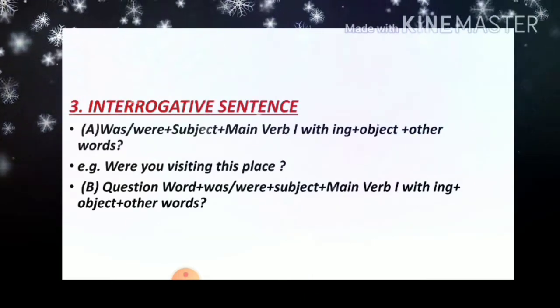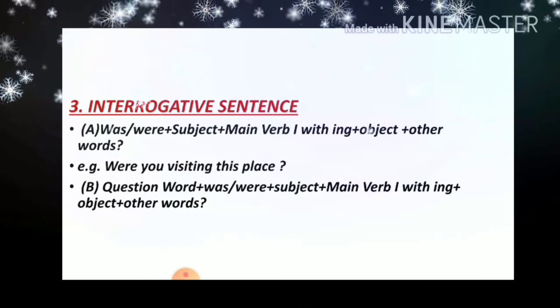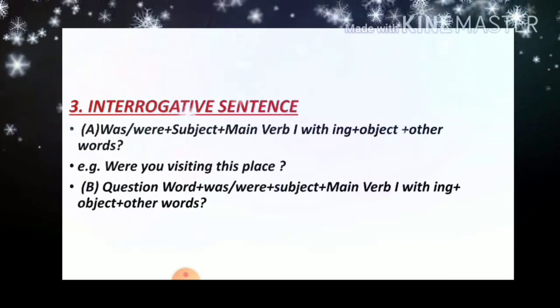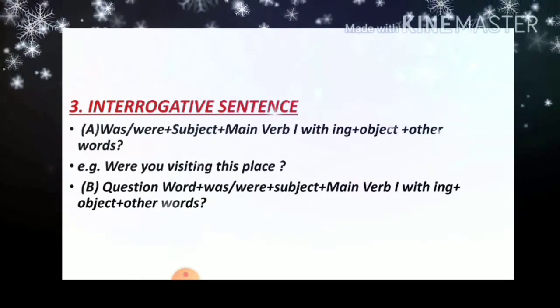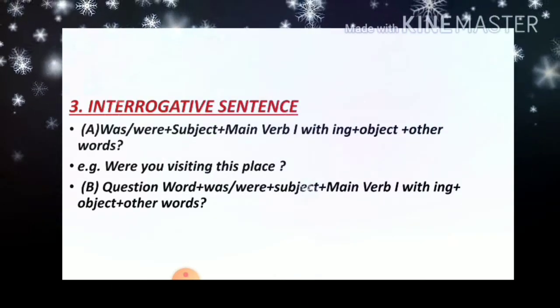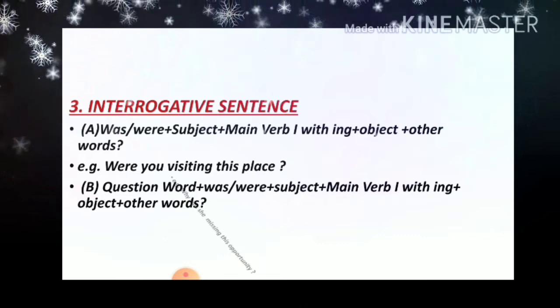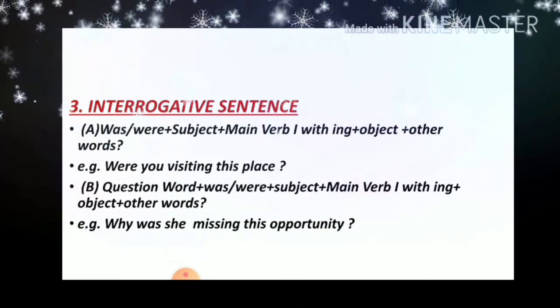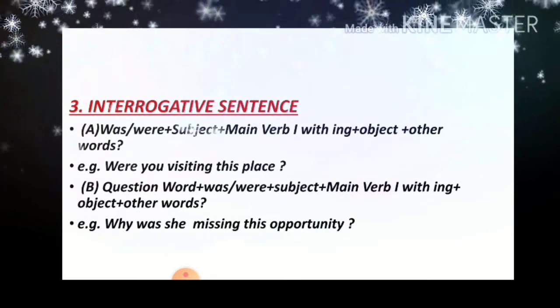After that, the structure is similar to the first. As the sentence started with the helping verb, here too there is the helping verb after the question word, like was or were, then the subject or main verb with the ing form. As you can see in the example, why was she missing this opportunity?